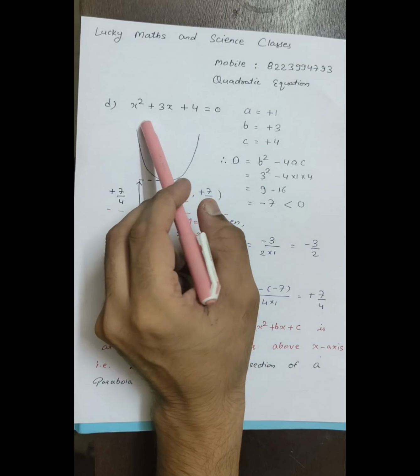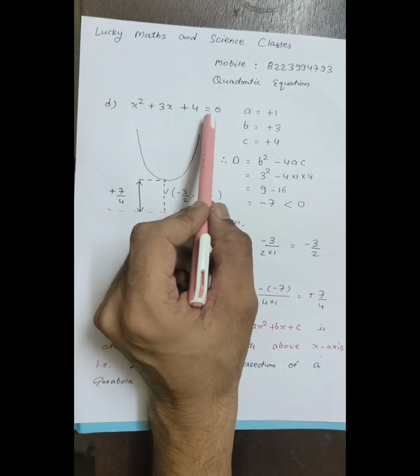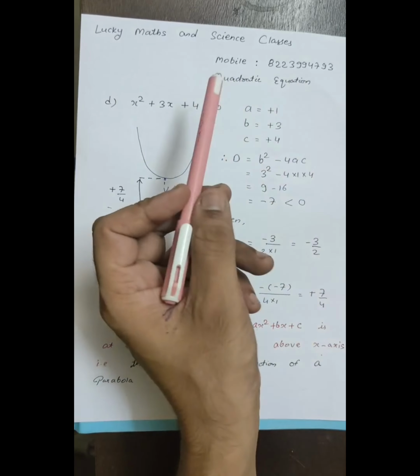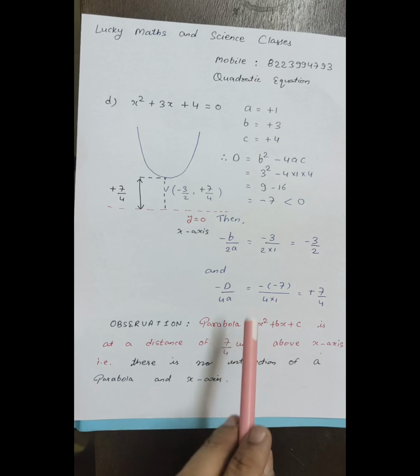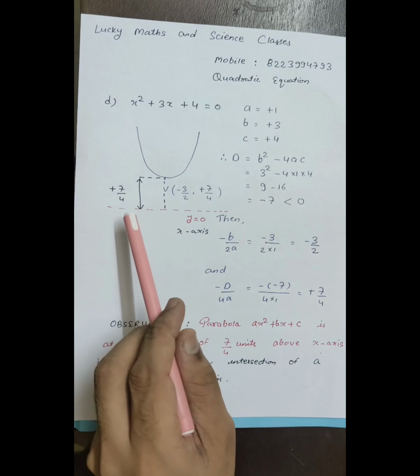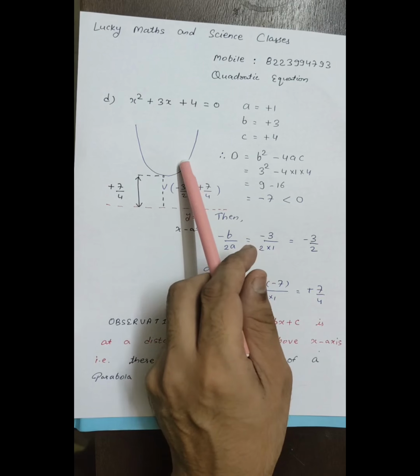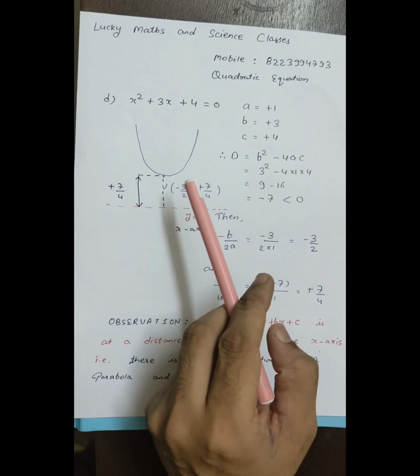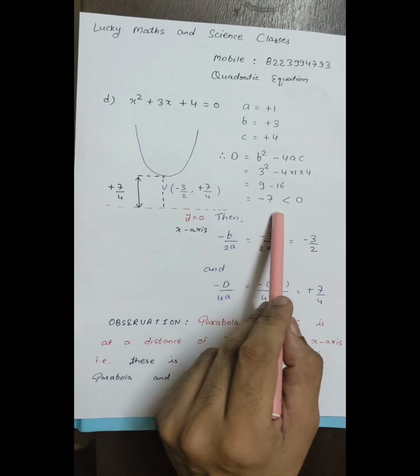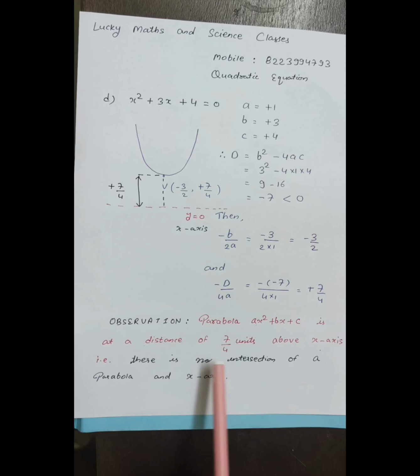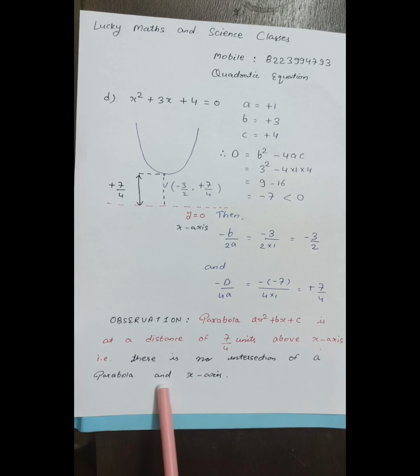This part d, x square plus 3x plus 4, is the same as the previous part c we have done. Simple observation: this particular parabola lies at a distance of plus 7 by 4 above the x-axis, meaning it is having no real roots. Why? Because discriminant d is again coming negative. There is no intersection of the parabola and x-axis, meaning this particular parabola is having complex roots, not real roots.